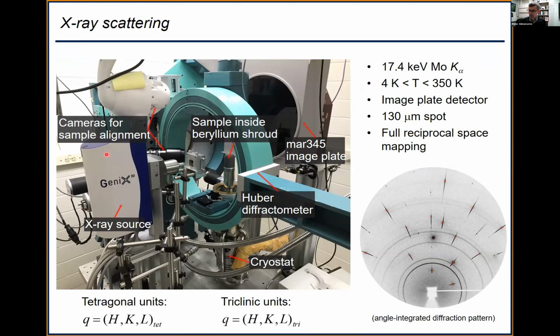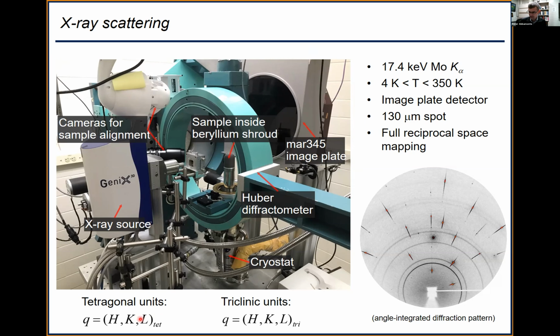It's just a molybdenum K-alpha microspot X-ray source with a liquid helium cryostat with a base temperature of 4 Kelvin, with some beryllium domes and so on. And then we have a large area image plate detector. This thing lets you do full reciprocal space mapping.